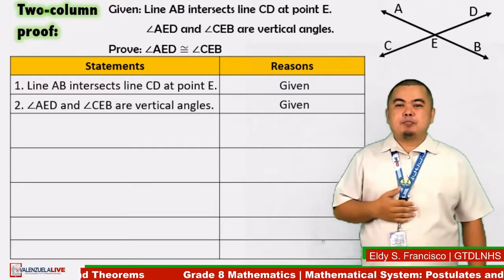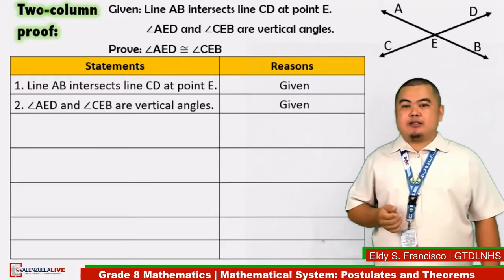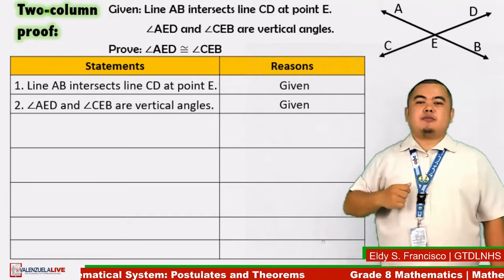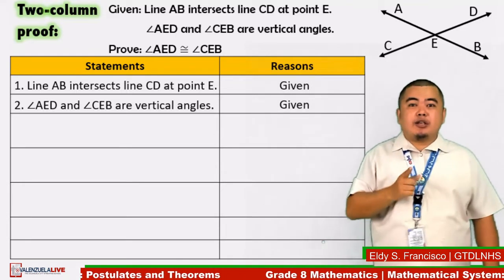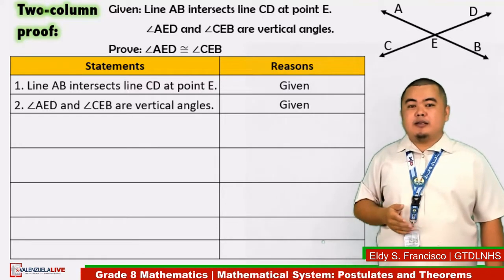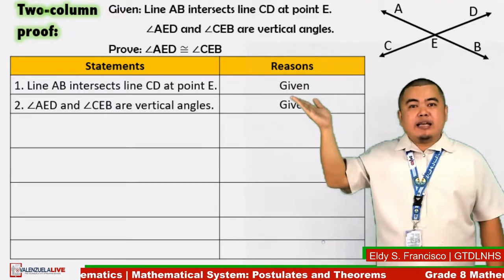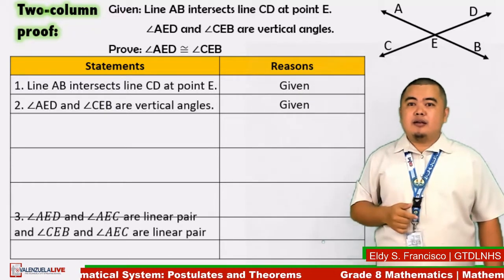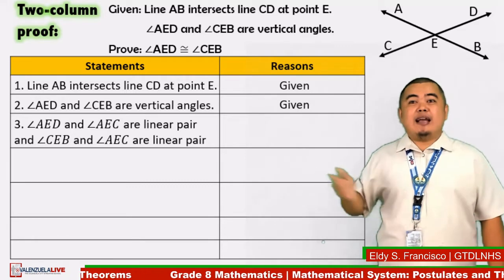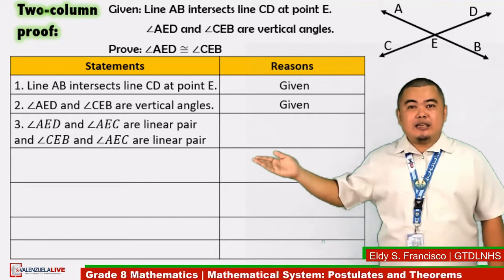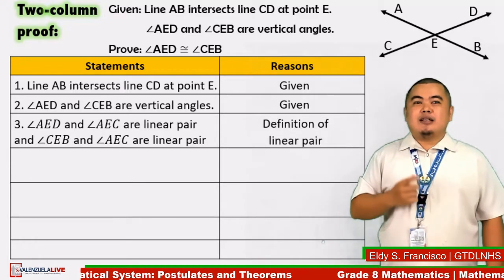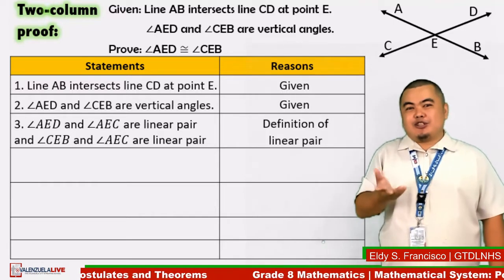Third, try to look back on the previous statements. Statement 1, statement 2. And observe the illustration. That will lead you to the third statement. Based on the first statement, if line AB intersects line CD at point E, then angle AED and angle AEC are a linear pair. And angle CEB and angle AEC are also a linear pair. So what is the reason? Yes, the reason is definition of linear pair. So based on the definition.